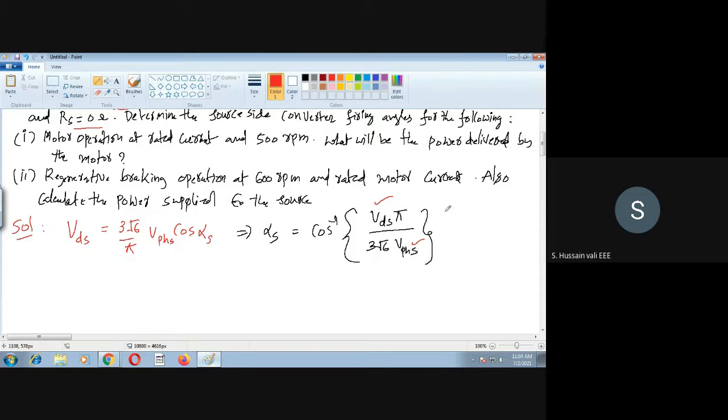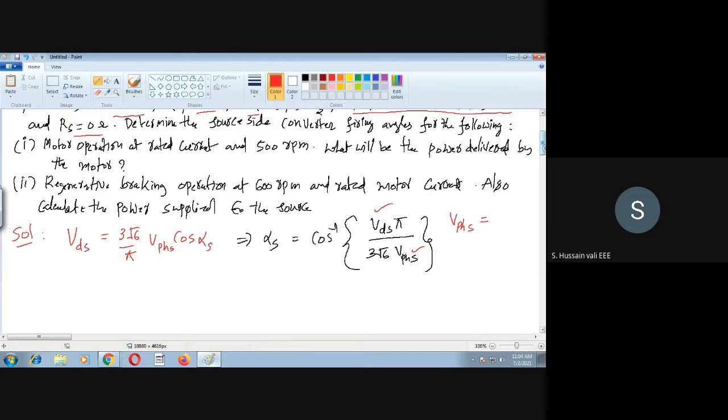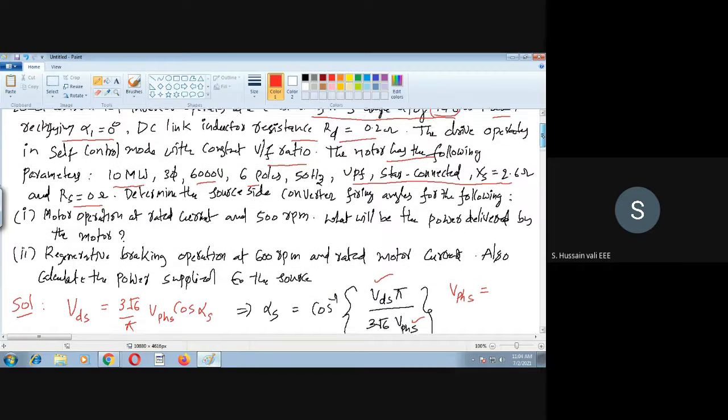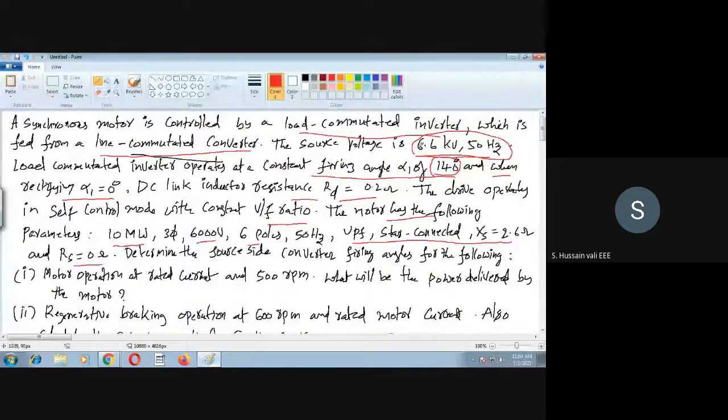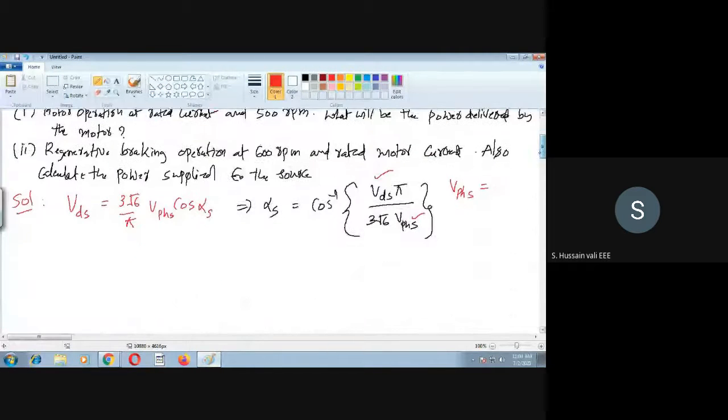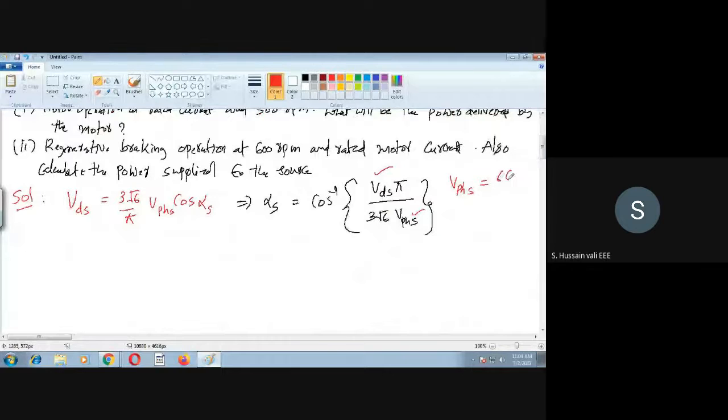So what is V phase source? We can easily find it out. How can we find it out? The line voltage he has given in the problem somewhere. What is the line voltage he has given? Line voltage in the sense of source voltage, 6.6 kilovolt. That's the line voltage. So what is the phase voltage then? 6.6 kilovolt divided by root 3. This is the answer you will get. Then VDS, we don't know.